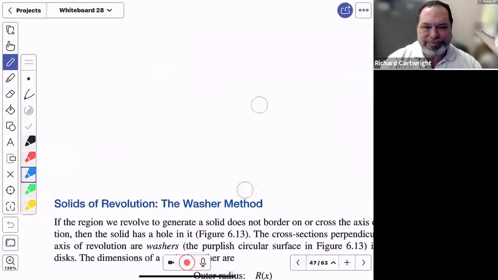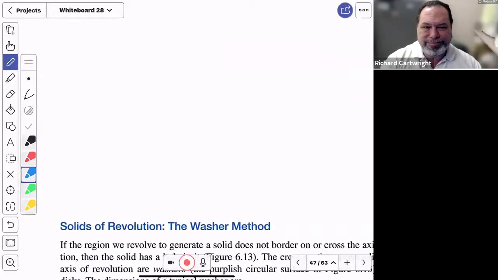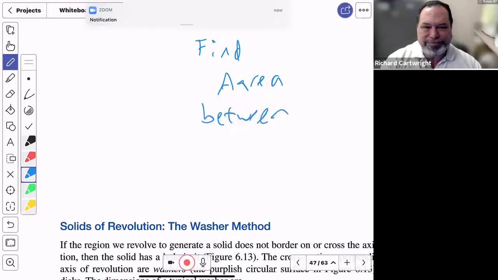Okay, here's what you're going to do. You're going to send this through Remind at lunchtime. I don't want it before lunch. I want it during lunch. I want you to find the area between y equals 2 and y equals x squared. Show me all the work. I'll say it one more time.